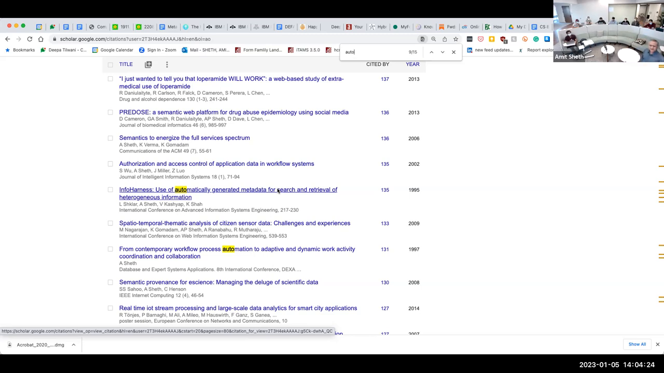I started my company in 1999. We continued the InfoHarness work, but then he said, let's start doing images. So we started doing image search also, along with text search. We built Visual Harness, which was one of the earliest or the first text and image search systems.